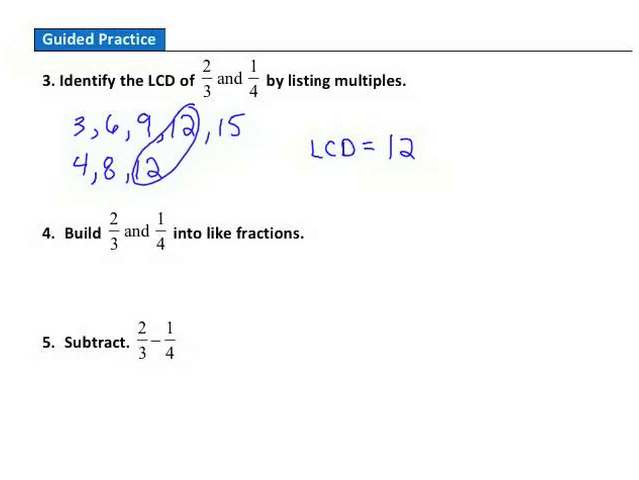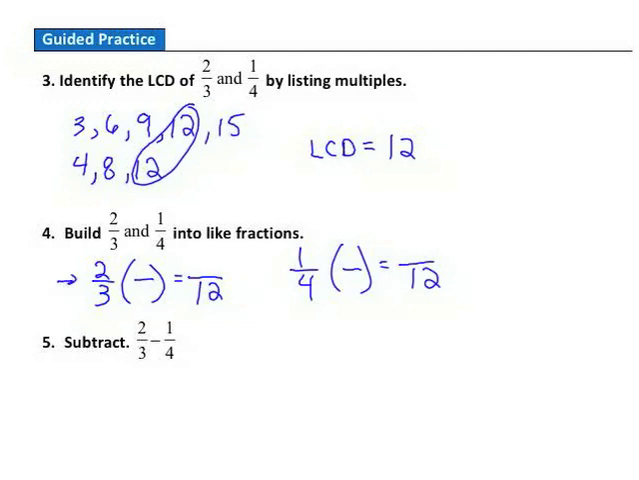Question 4. Build 2/3 and 1/4 into like fractions. Okay, I've set up the framework now. I take the original fractions, 2/3 and 1/4. I'm going to multiply them by something to get this new denominator of 12, the least common denominator for these fractions. Let's start with 2/3. 3 times 4 is going to give me that new denominator of 12. So I want to multiply the top by the same number so that I make sure I'm multiplying by 1 here. 2 times 4 is 8/12.